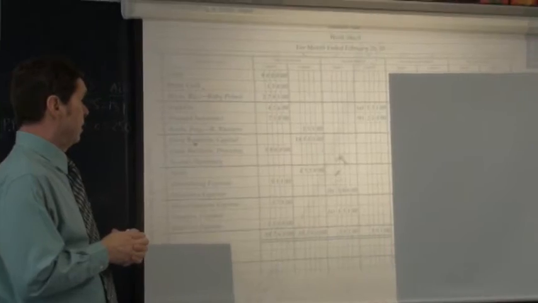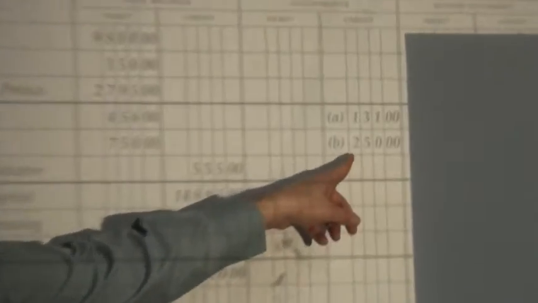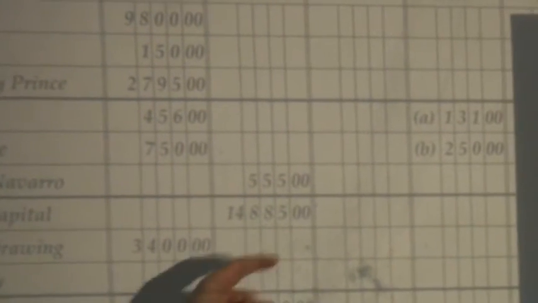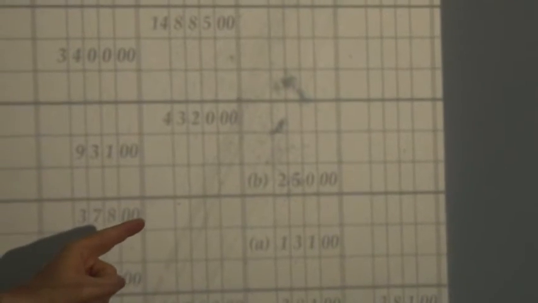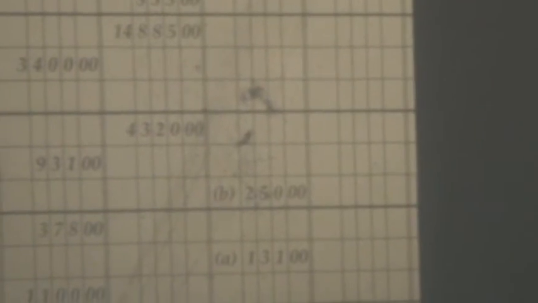Adjustment B, prepaid insurance. We know we have to credit it to reduce the balance because it was $750 and now it's $500. We have to reduce it by $250. We credit it for $250, and we use the account insurance expense as the debit part of that adjustment.